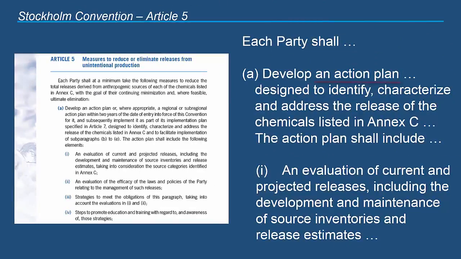Each party must develop an action plan for meeting this goal. The action plan must include an inventory of UPOP sources and release estimates. The toolkit provides guidance, a template, and technical information for preparing, revising, and updating the UPOPs inventories.